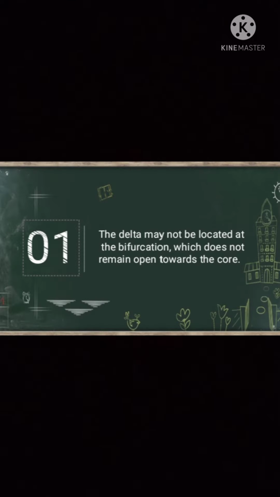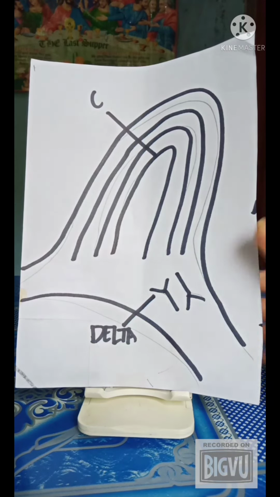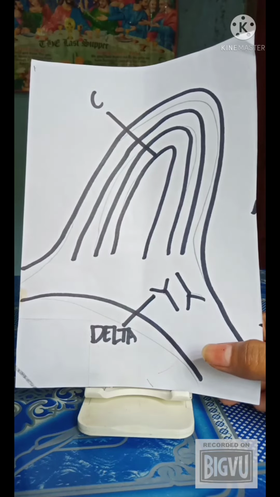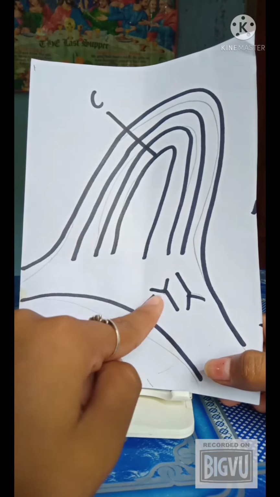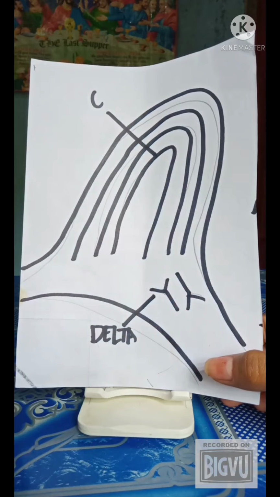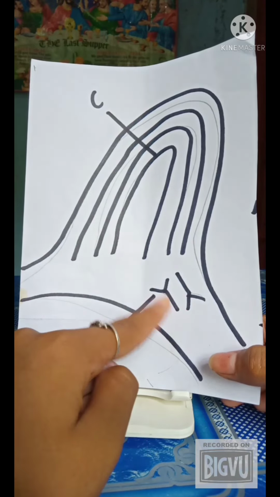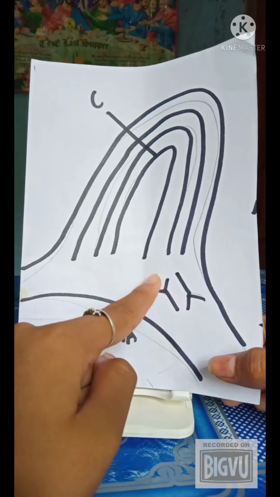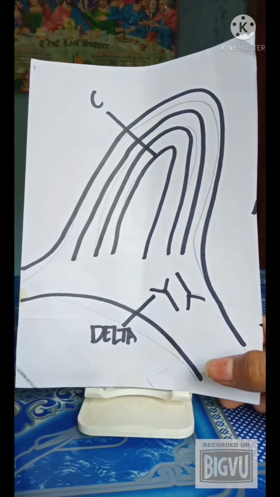Rules of delta. First, the delta may not be located at a bifurcation which does not remain open towards the core. So let's say there are two bifurcations here and here. Then we're going to choose the one that is facing towards the core. So this one is facing towards the core. So this is the delta.